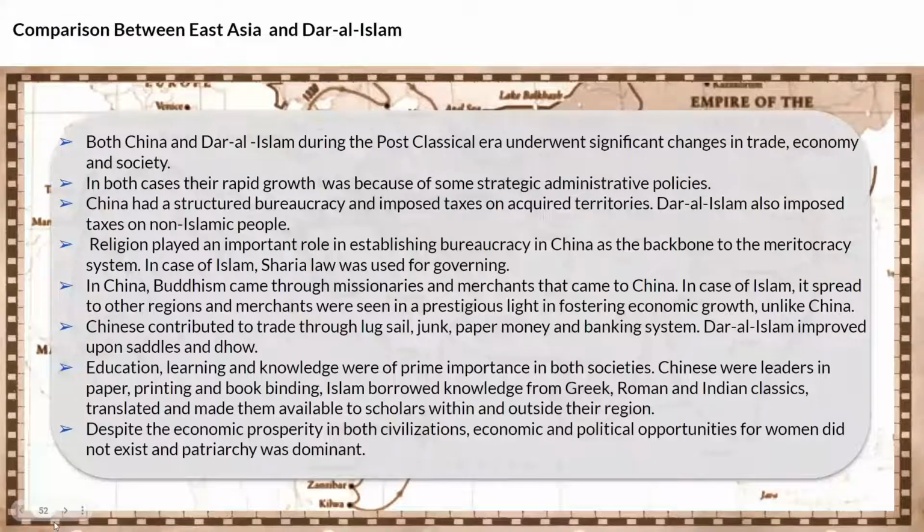Education, learning, and knowledge were of prime importance in both societies. Chinese were leaders in paper, printing, and bookbinding. Islam borrowed knowledge from Greek, Roman, and Indian classics, translated, and made them available to scholars within and outside their region. Despite the economic prosperity in both civilizations, economic and political opportunities for women did not exist, and patriarchy was dominant.